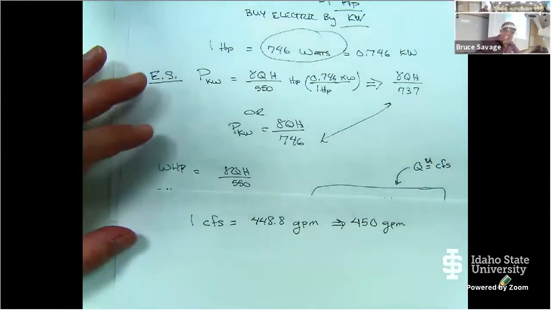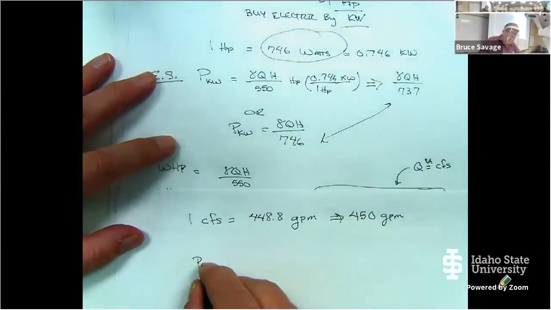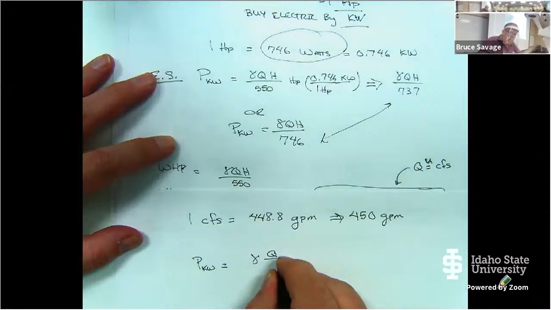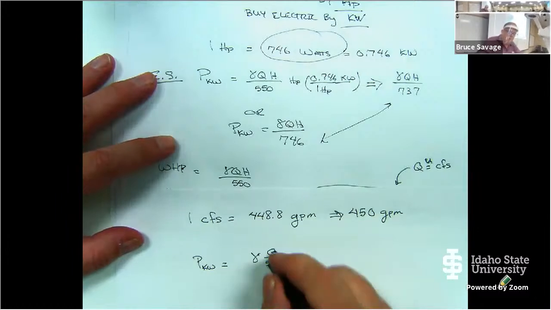So if you want to save yourself a couple of steps, you can say power in terms of kilowatts is equal to gamma times Q divided by 550. Whoops, not 550, 450.